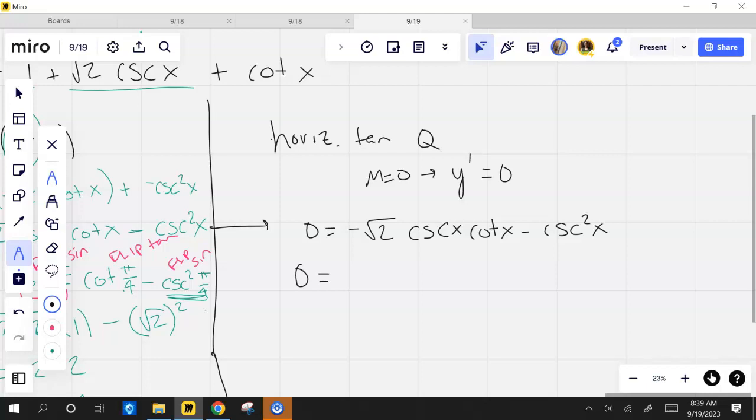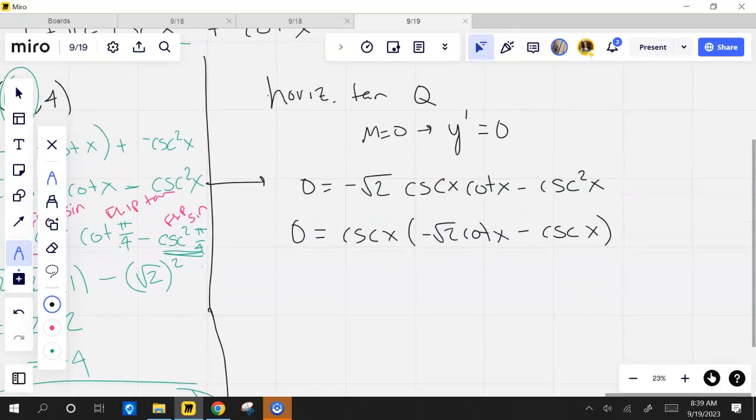You might look at a problem like this and not know which way to go. You do something, it doesn't work. You do something else, it does work. So let's think about what we can do and see. That would leave negative root 2 cotangent x minus cosecant x.